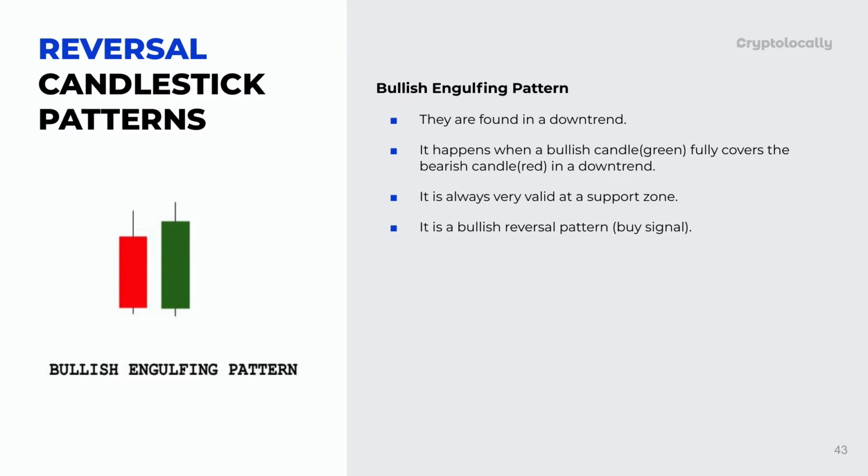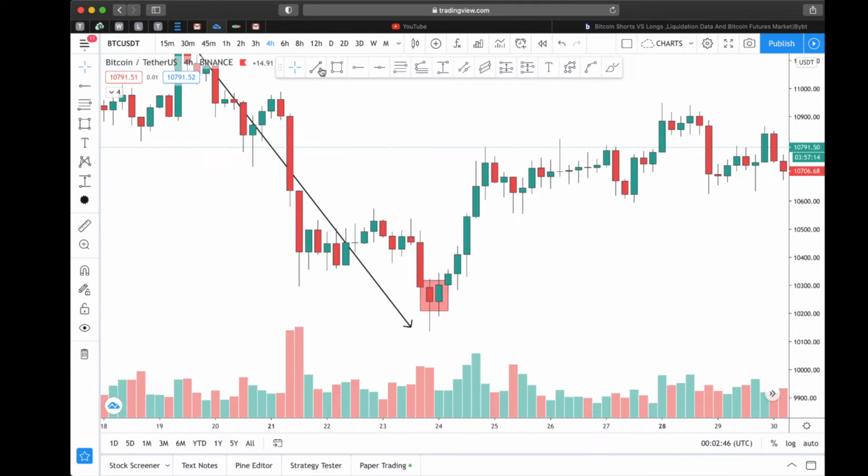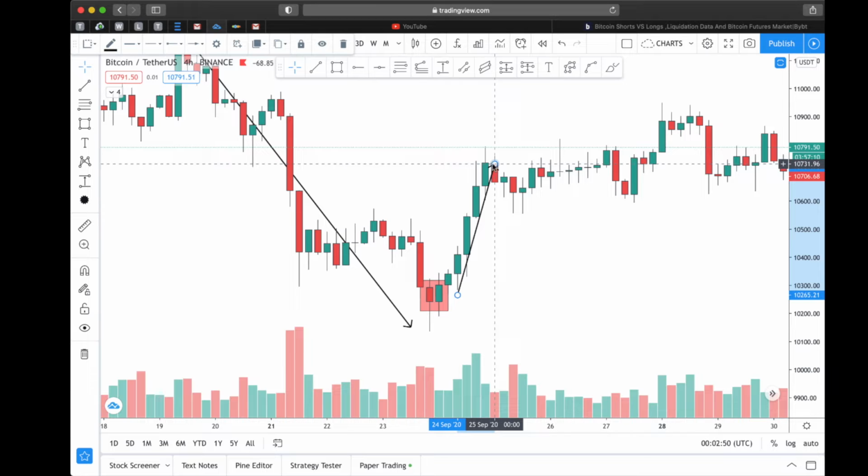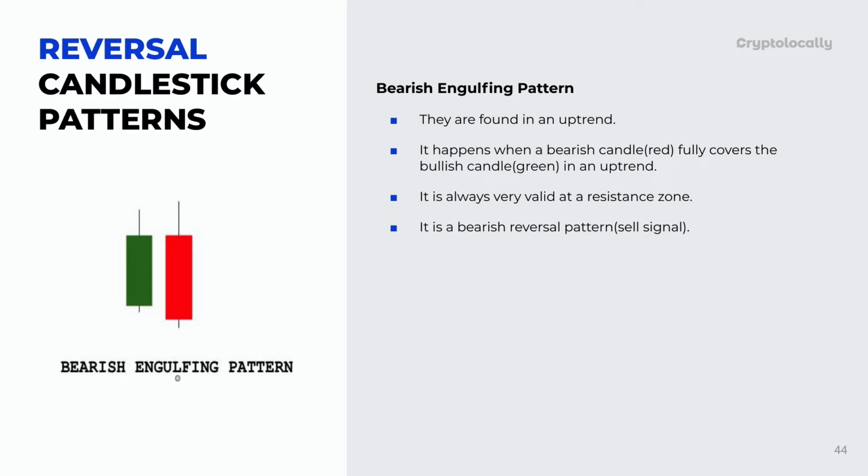And when you see it at support, it means the price is about to go up. You can see the price went up. Do you understand? So that's basically what bullish engulfing does. The next one is the bearish engulfing pattern.